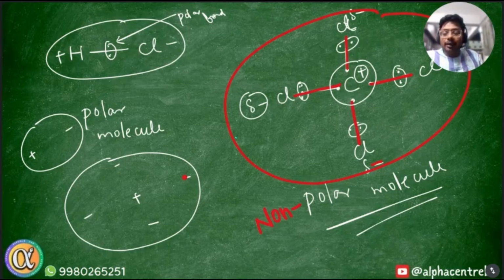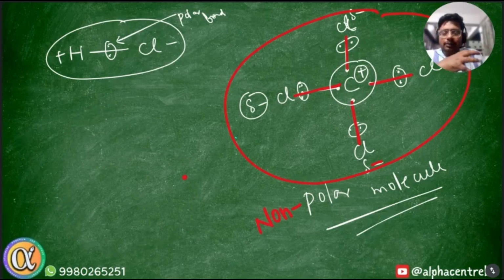So when there is more than one polar bond in the molecule, you need to look at their orientation. Are they in opposite directions, canceling out each other, or are they in the same direction? Makes sense, sir. So polarity cannot be decided just on the basis of electronegativity; we also need to know the structure of the molecule.